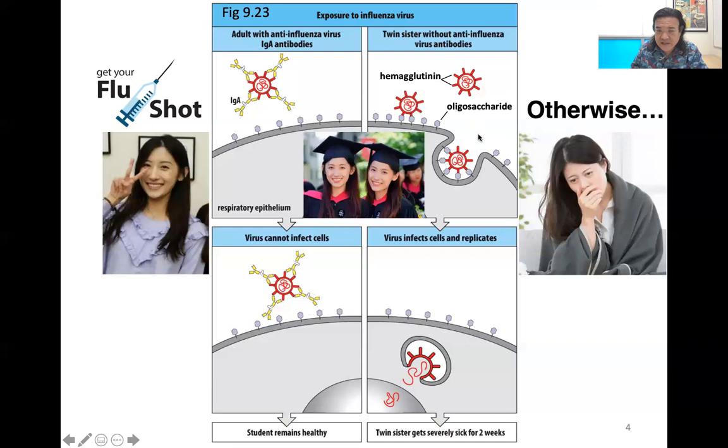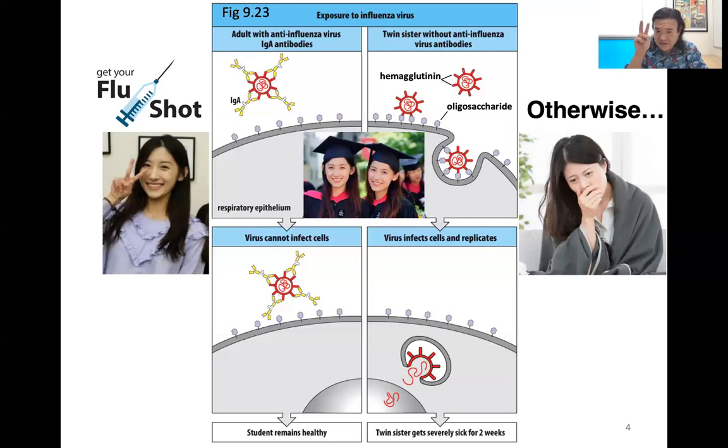And the unvaccinated sister becomes infected. So the virus gains entry, releases its genomic material into the cell, hijacks her cells, and now her cells start making tons and tons of more virus particles. And the twin sister gets severely sick for 2 weeks as a result. I think this is kind of funny because they make it very dramatic. It's not just that she gets sick, she gets severely sick for 2 weeks. It's like they're trying to teach you a lesson here. Why does the story circle around twin sisters? I think because they want to show you the point that these two individuals are genetically identical, right?